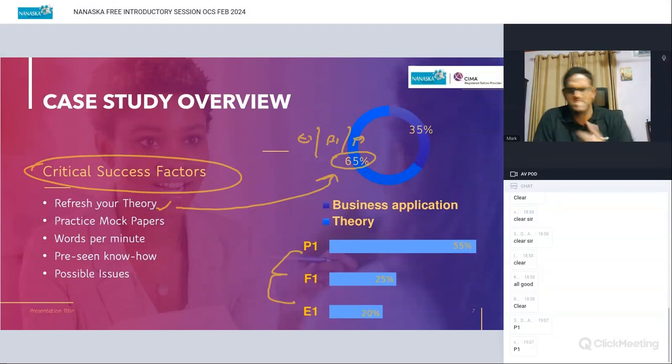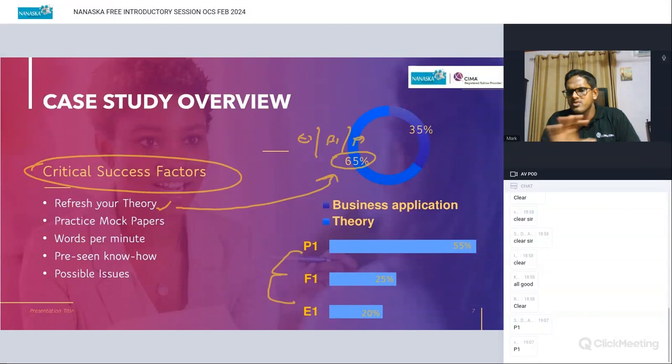Be it budgeting, be it costing, be it break-even analysis, be it linear programming, be it risk, right? Be it the CGMA cost transformation model, be it variance analysis, right? Operational variances, the advanced variances, right? So it will be a whole lot of areas, especially coming from your P1.